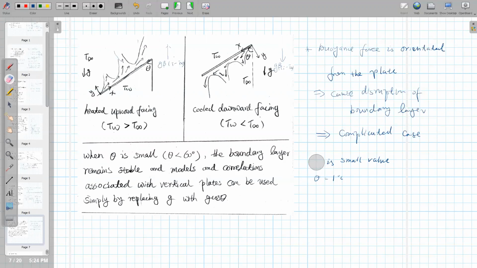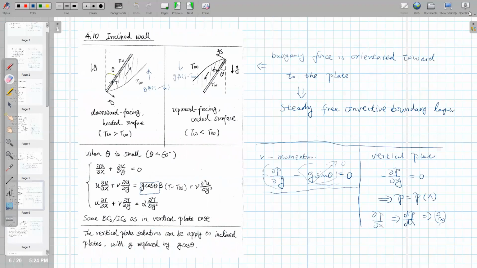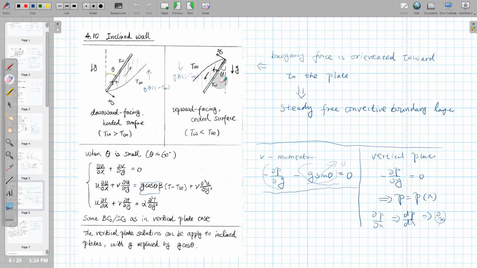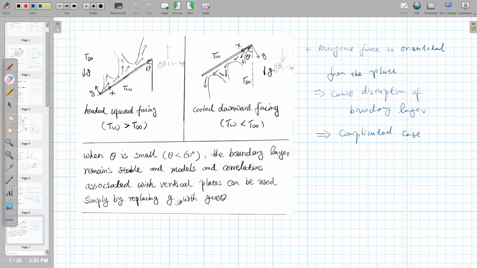So this is for the inclined cases. For these four cases, downward facing heated, upward facing cooled, upward heated, if theta is smaller than 60 degrees, we can just replace g with g cosine theta in the boundary condition and the governing equation. Then we can use either the momentum method, integral method, or similarity method to get the solution for the inclined wall. So this is the inclined wall. Any questions?